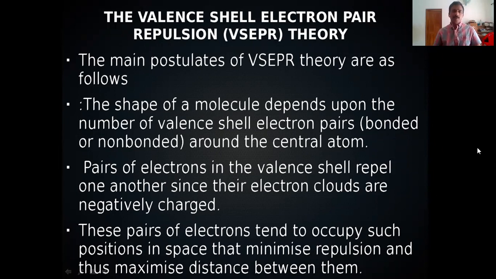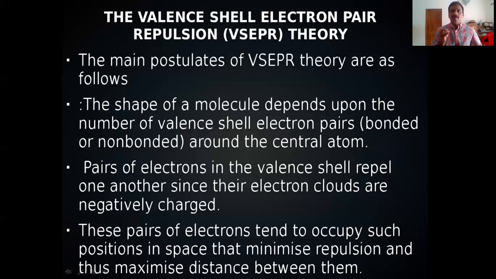We can see the postulates. What is the first postulate? The shape of a molecule depends upon the number of valence shell electron pairs around the central atom. In the valence shell of the central atom, there will be electron pairs. Those electron pairs decide the geometry or shape of the molecule. There are 2 types of electron pairs we already mentioned: lone pair and bond pair. Lone pair is not involved in chemical bonding. Bond pair is involved in chemical bonding.